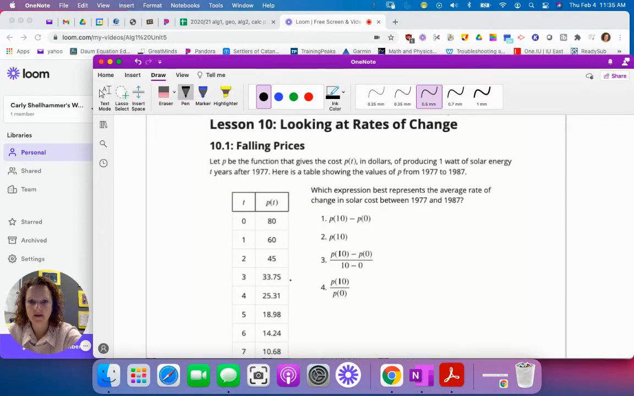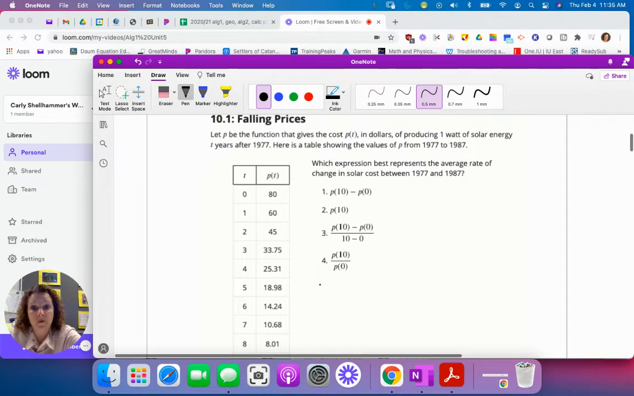Sorry. Let P be the function that gives the cost, P of T, in dollars of producing 1 watt of solar energy T years after 1977. Here's a table showing the values of P from 1977 to 1987, before y'all were born. Which expression best represents the average rate of change in solar cost between 77 and 87?